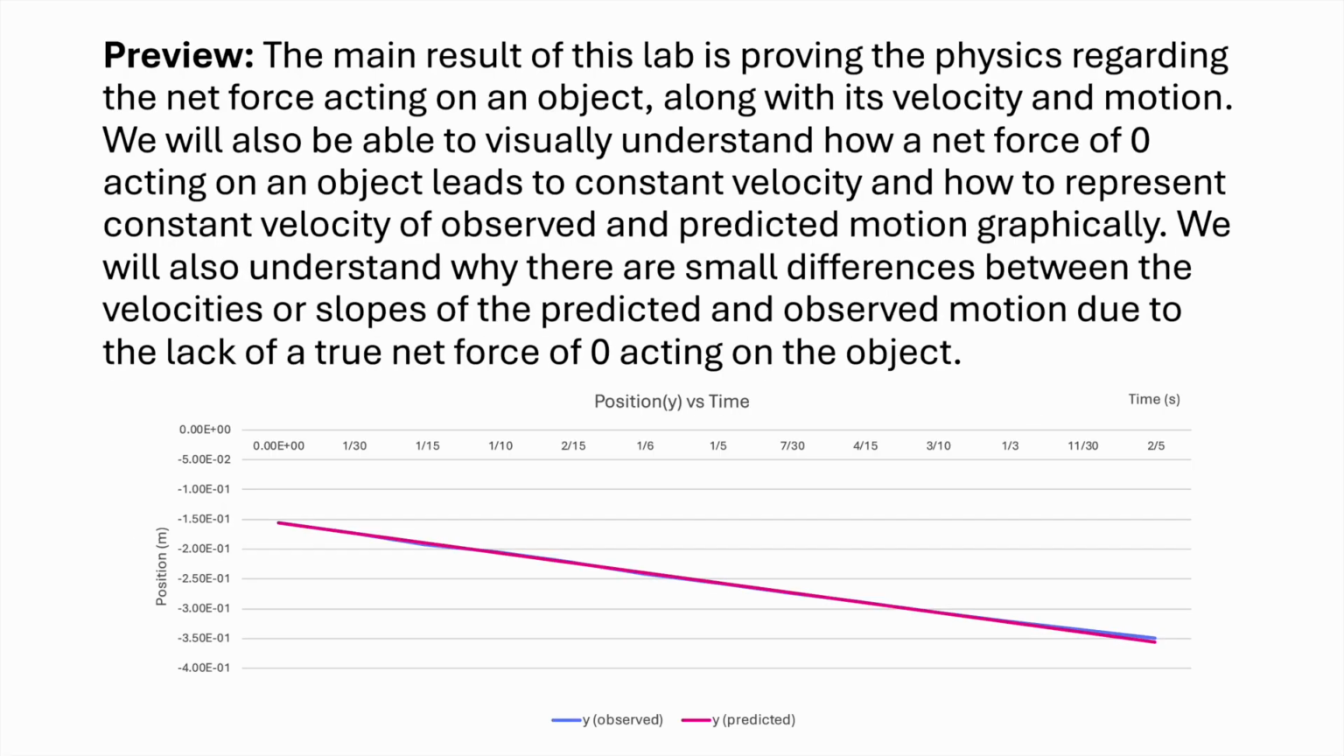The main result of this lab is proving the physics regarding the net force acting on an object, along with its velocity and motion. We will also be able to visually understand how a net force of zero acting on an object leads to constant velocity, and how to represent constant velocity of observed and predicted motion graphically. We will also understand why there are small differences between the velocities or slopes of the predicted and observed motion, due to the lack of a true net force of zero acting on the object.